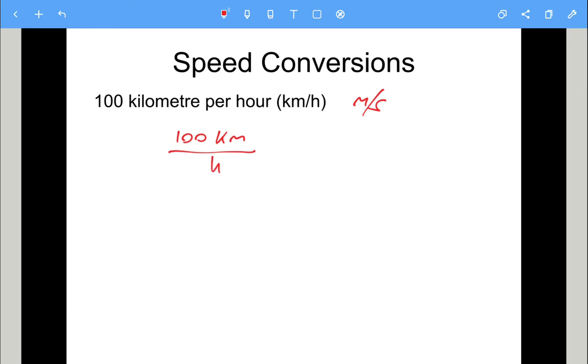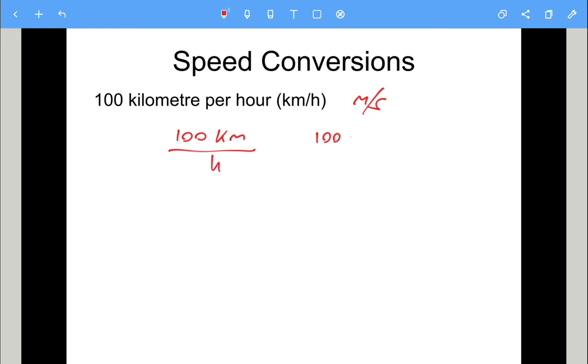And what we need to do is just convert the unit. So 100 kilometers, if you want to turn it into meters, would be 100,000, because kilo means 1,000. And then we need to divide that by the amount of seconds in 1 hour, which is 3,600. So we times by 1,000, divide by 3,600. That should change the units into meters per second. And then you just need to do 100,000 divided by 3,600, which would give you 27.7 recurring meters per second.